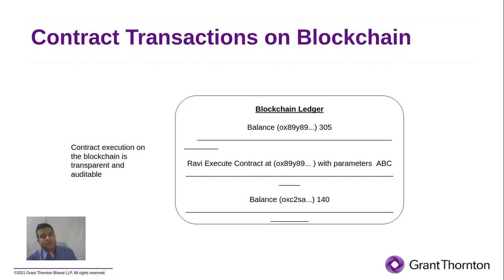Now this execution of the smart contract is also saved as a transaction on the blockchain, which means if someone executed a smart contract, their identity along with the contract and parameters of the contract execution form a part of the blockchain. This means that the contract execution is as transparent as transfer transactions on the blockchain. This is something that makes smart contracts very powerful.